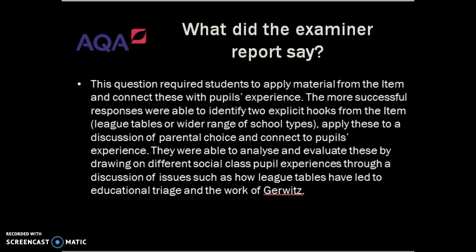Okay. So what did the examiner report say? This was quite a lengthy report back from this question. So this question requires students to apply material from the item. Successful students did that. They had 2 explicit hooks, and there was the hooks there, league table and wider range of school types. And then the better students were able to apply these to parental choice and connect to pupils' experiences. You can then analyse it by linking it to social class experiences, and they have talked about educational triage and the work of Gewirtz. Okay, that's one way you could have applied it.